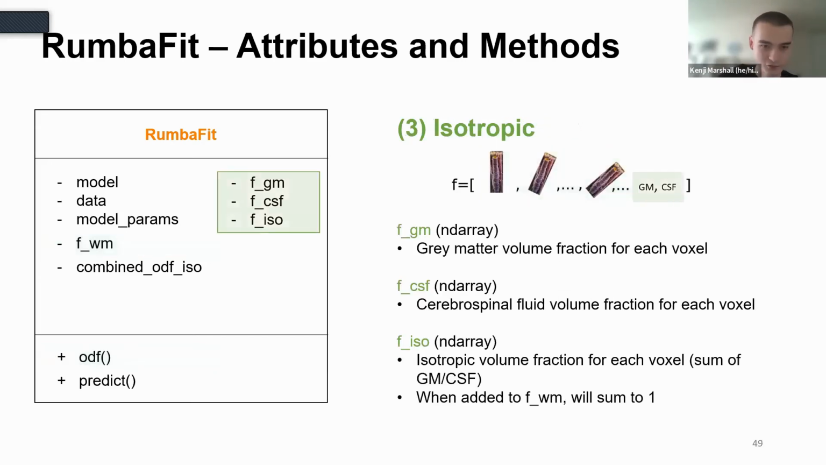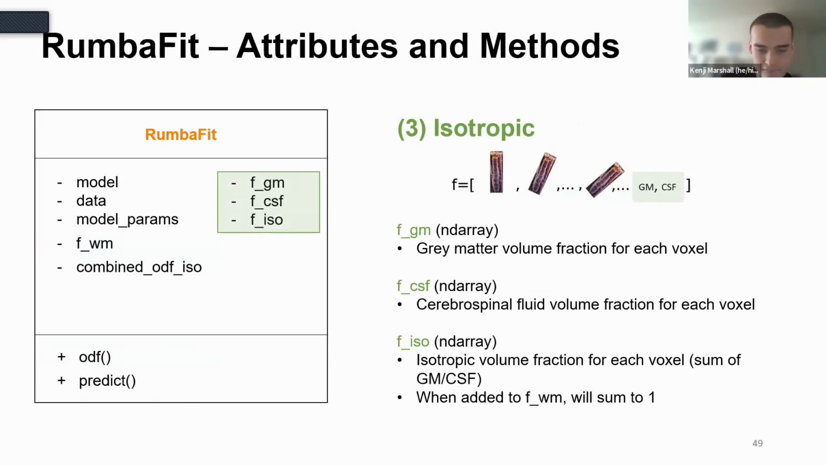Next, we have these isotropic compartment slicers and dicers. So we have FGM and FCSF. These get the gray matter and cerebrospinal fluid volume fractions respectively. So just getting at these last two components of these model params vectors for each voxel. And these correspond directly to the gray matter and CSF volume fractions within a given voxel.